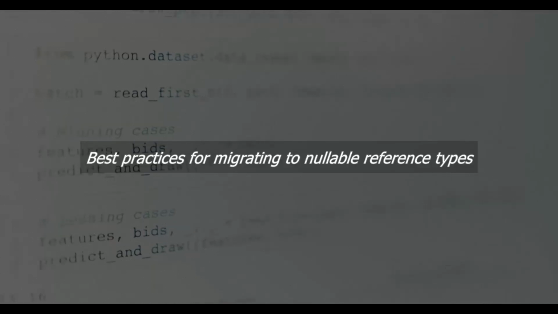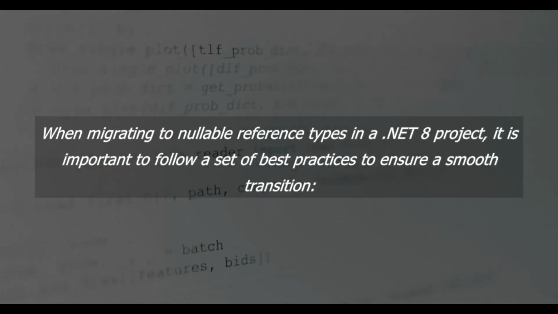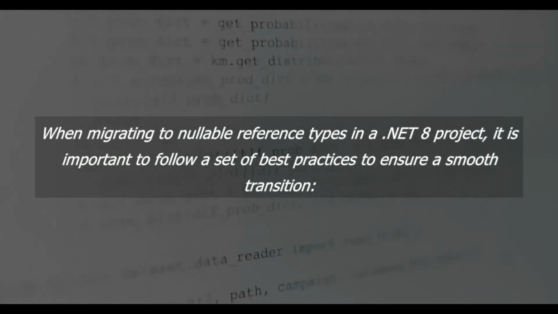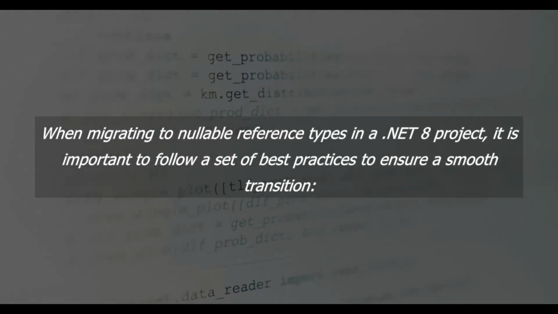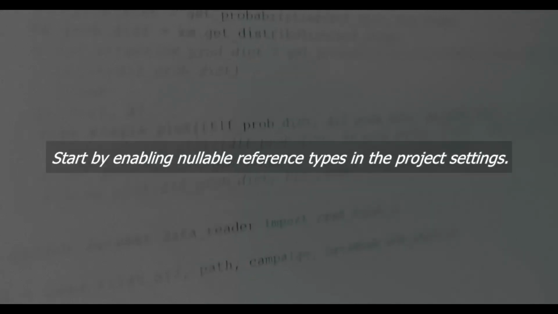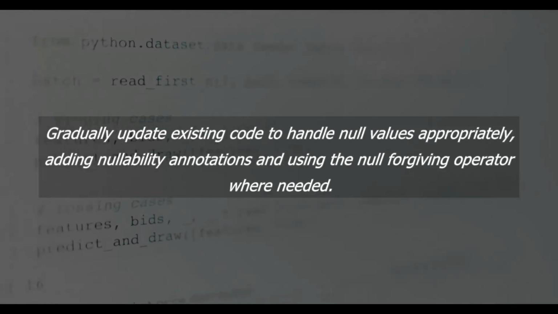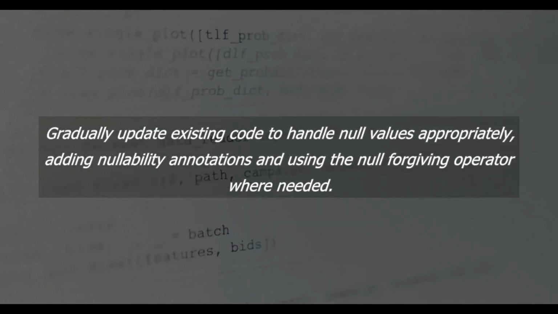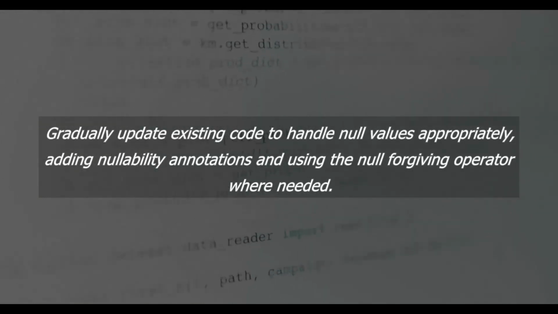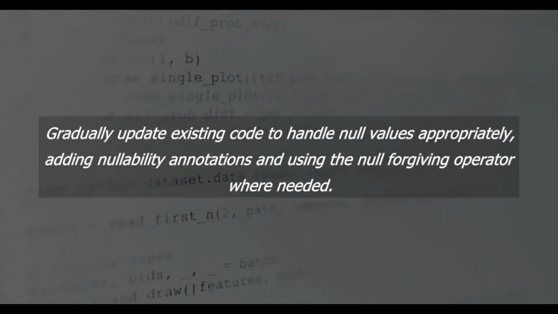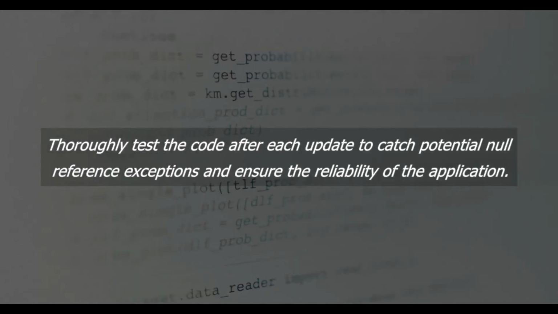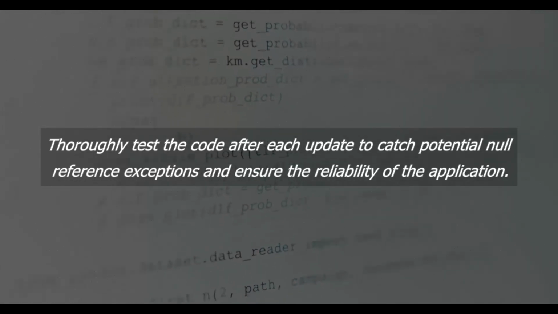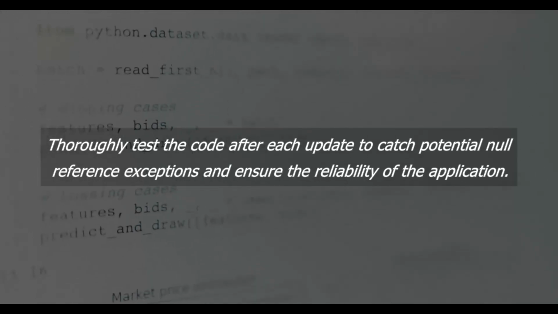Best practices for migrating to nullable reference types. When migrating to nullable reference types in a .NET 8 project, it is important to follow a set of best practices to ensure a smooth transition. Start by enabling nullable reference types in the project settings. Gradually update existing code to handle null values appropriately, adding nullability annotations and using the null forgiving operator where needed. Thoroughly test the code after each update to catch potential null reference exceptions and ensure the reliability of the application.